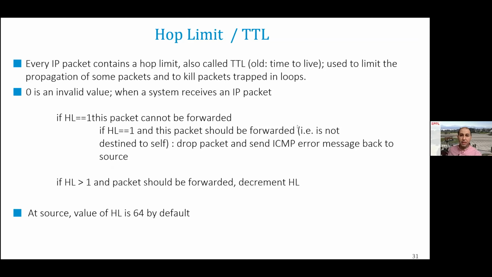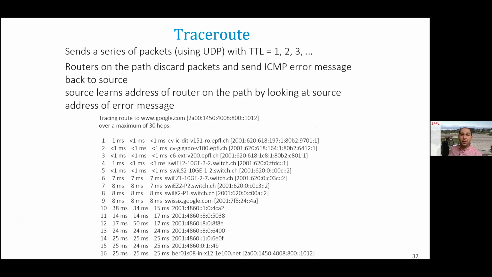This feature of TTL is used as well for another thing: to trace the path from one source to a destination. And this is what the tool traceroute does. Traceroute is a tool that we have in Linux. It sends a series of packets using UDP with TTL incremented from 1 to 3. So the first UDP packet has TTL equal to 1, the second has TTL equal to 2, and so on. The first packet, with TTL equal to 1, will be received by the first router. The first router will see, okay, TTL equal to 1, so I have to drop that packet, and I send an error message to the source saying that TTL exceeded.